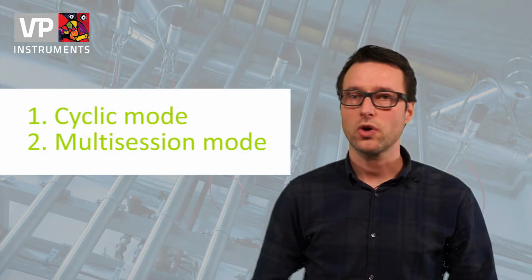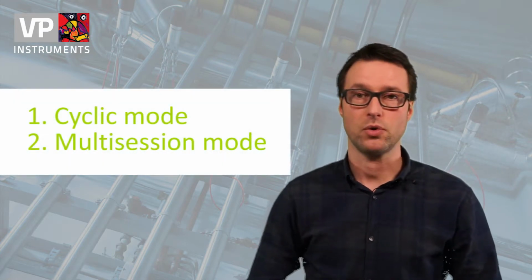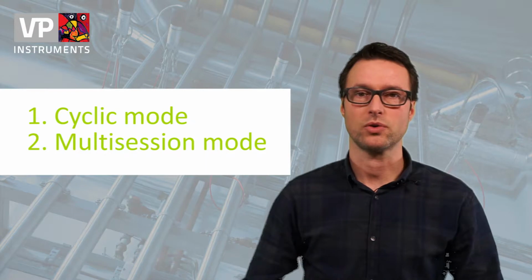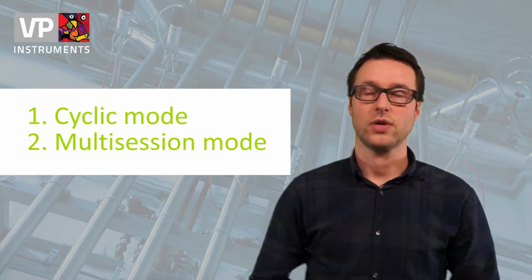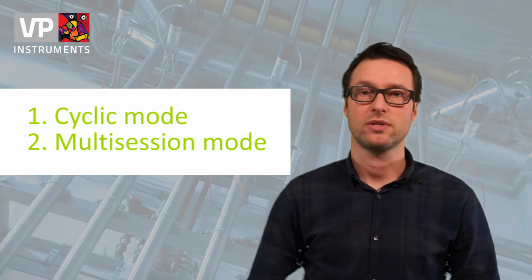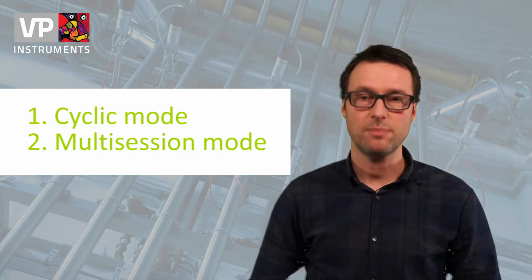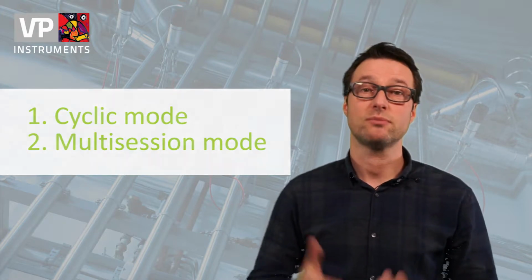Data logging comes in two modes. First one being an install and forget mode. We call this the cyclic mode. You can also use the manual start-stop mode via the keypad of the flow meter. This is called the multi-session mode.